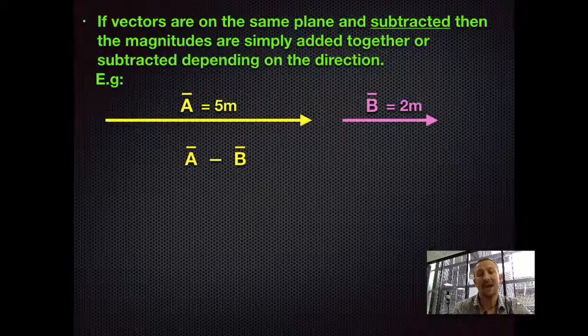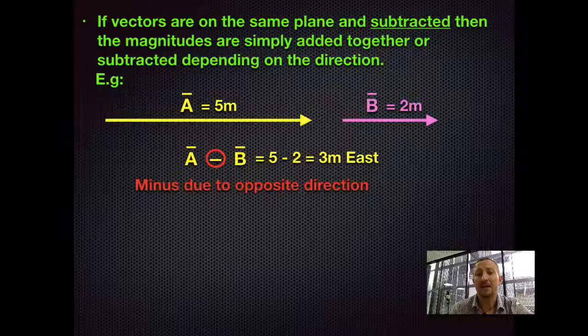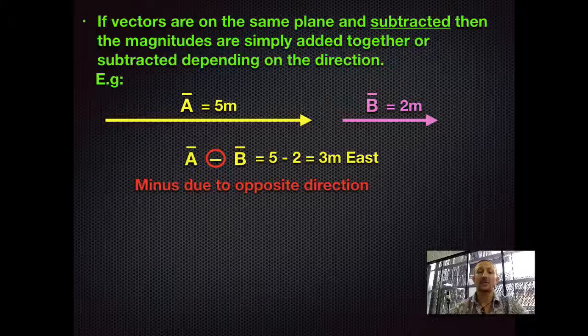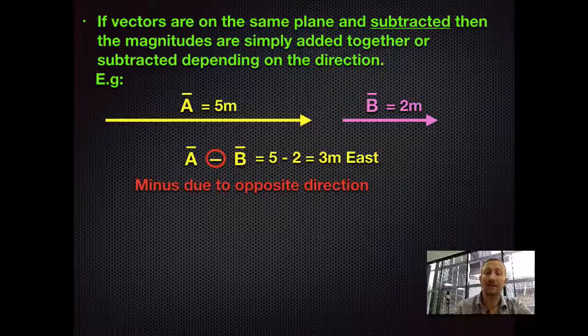I want to do vector A minus vector B. Well, if we look at this now, what does this mean? The negative means I've got to go in the opposite direction of B, which means instead of going east, I need to go west. So as a result, I have to take the values away. The minus basically means I've got to swap the direction for the vector which comes after it. So I do vector A, and then I've got to do the opposite direction of vector B. As a result, I end up 3 meters east of home.